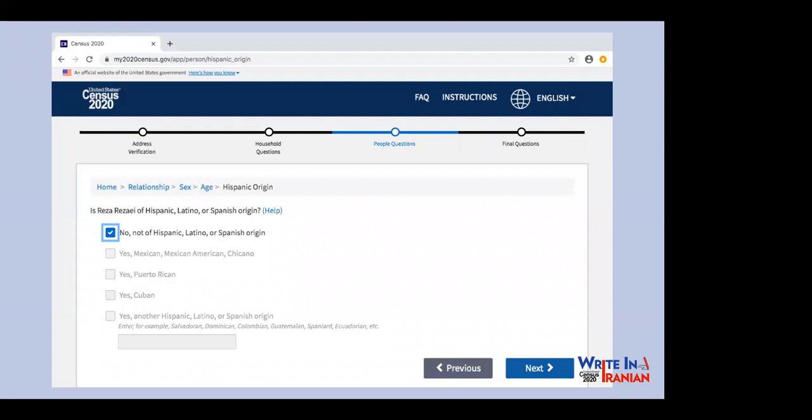The question is: is Reza Rezai of Hispanic, Latino, or Spanish origin? In our example, Reza Rezai happens to be a person who is ethnically Iranian. His national origin is from Iran. Now, Reza Rezai may be a US citizen, he may be a green card holder, or he may be a student here, or he may be undocumented. The Census Bureau does not care about your immigration status. In fact, there is no citizenship question on the census form. This administration was pushing for that question to be on the form, but it is not. So they will not ask you whether you're a citizen or not.